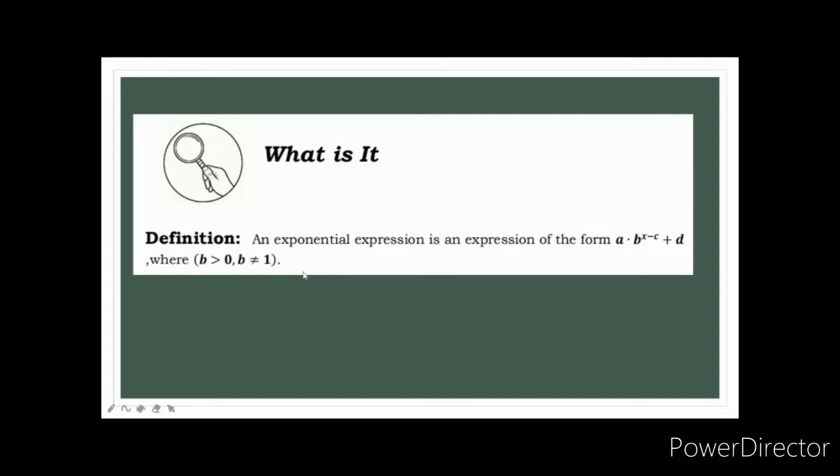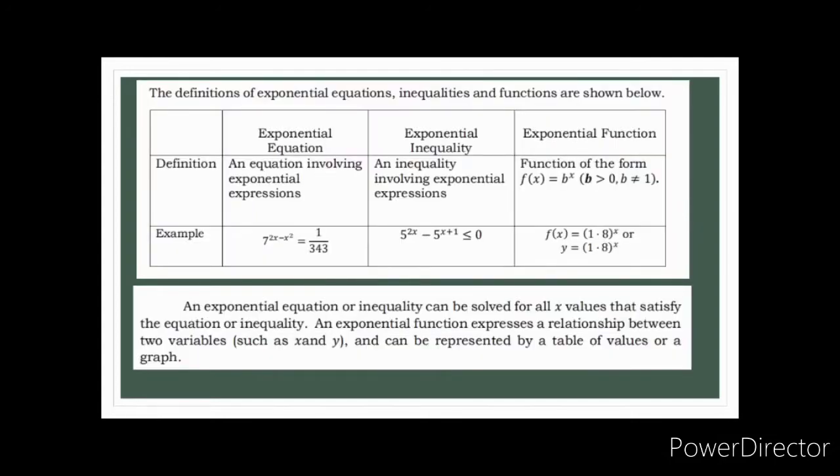The definitions of exponential equations, inequalities, and functions are shown below. So the definition of exponential equation: an equation involving exponential expressions. Example, 7 raised to 2x minus x squared equals 1 over 343. So in an exponential equation, since we're talking about an equation, there is an equal sign.